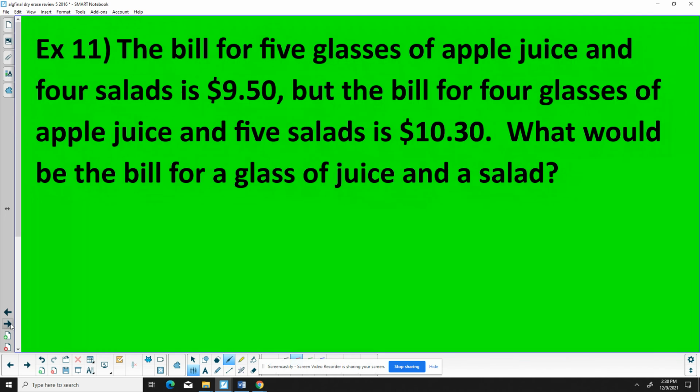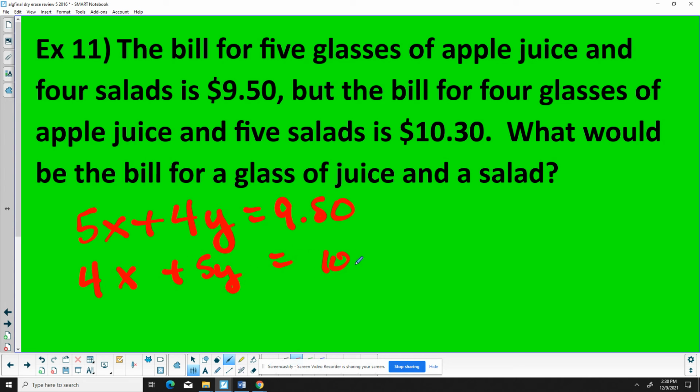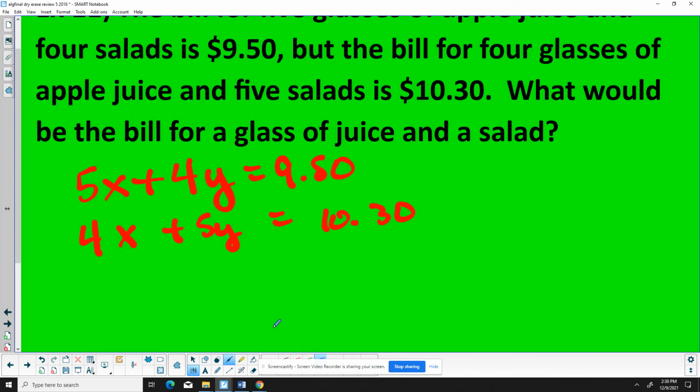Okay, next one. The bill for 5 glasses of apple juice and 4 salads is $9.50. So 5x and 4 salads is $9.50. But the bill for 4 glasses of apple juice and 5 salads is $10.30. So what's the total bill for a glass of juice and a salad? So I've got to figure them out and then add them together. So we'll multiply and make this 20 and -20. So by -4 and 5.